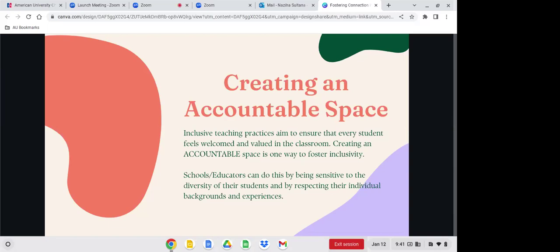And everywhere has them. So as you all are continuing your journey with inclusivity, I want you to think about no more safe spaces, but more so accountable spaces, creating a space of accountability by being sensitive and acknowledging the diversity and the individuality of everyone around you. Any questions or concerns about that?